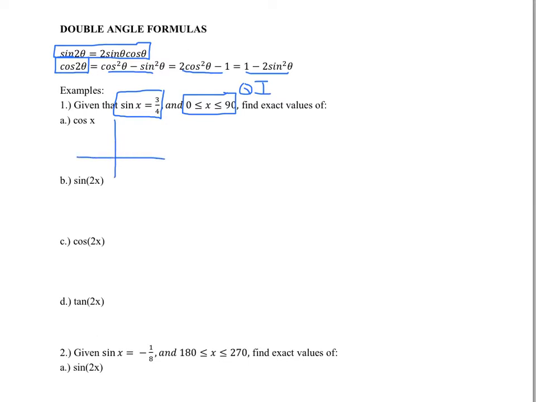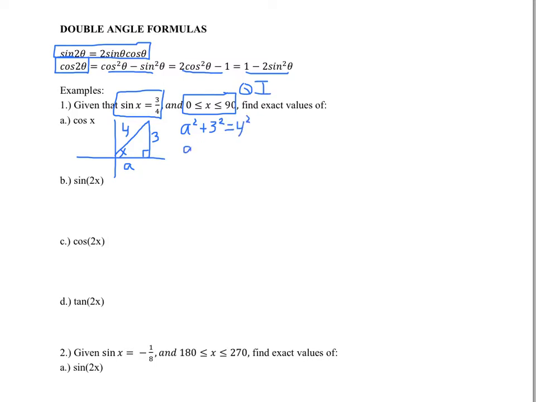So first, let's draw ourselves a right triangle in the first quadrant. X is our acute angle. If we're told that the sine is 3 over 4, you know that sine is opposite over the hypotenuse. Alright, so we can mark those sides in our triangle. Well, if we're going to find the cosine of x, we need the adjacent over the hypotenuse. So I'm going to call this adjacent side A. So we're going to need the Pythagorean theorem here to find that missing side. So let's go ahead and do that.